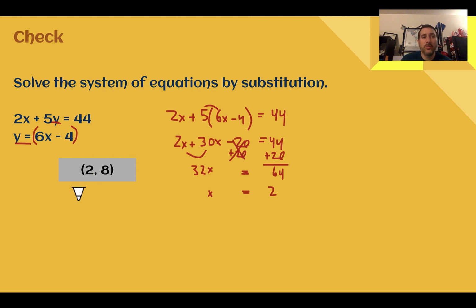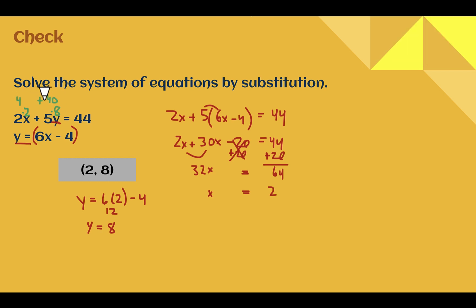Once we know x is 2, y is equal to 6 times 2 minus 4. 12 minus 4 is 8, so y is 8. If we plug in y is 8 up here and x is 2 up here, do we get 44? 2 times 2 is 4, 5 times 8 is 40, 4 plus 40 is 44. So just double checking, my final solution 2, 8, x was 2, y was 8.